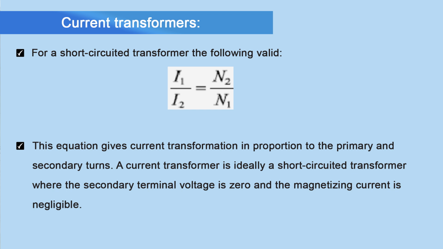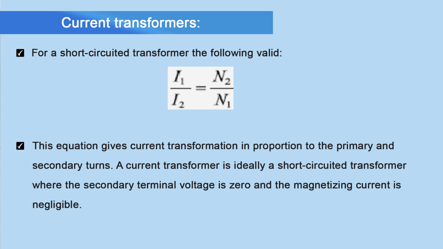So, these are the basic two purposes of a current transformer. Now, for a short circuited transformer, there is a following validity or condition. Mainly this equation gives current transformation in proportion to the primary and secondary turns. In case of current, the current is inversely proportional to the number of turns.